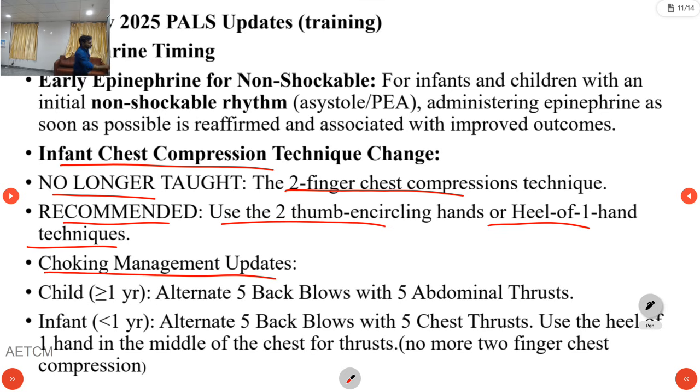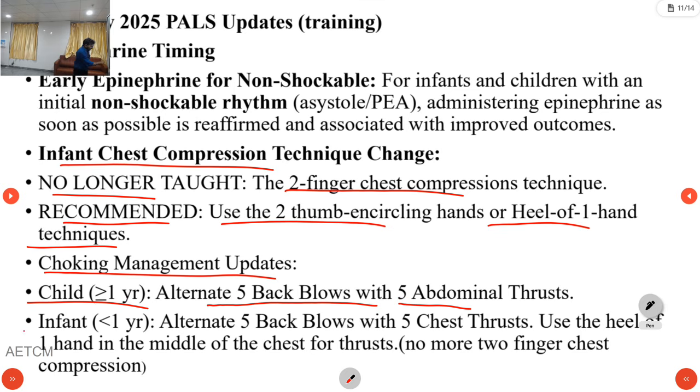The next thing is choking management. If you have a child who is greater than or equal to 1 year, we have alternate 5 back blows and 5 abdominal thrusts. This will be a bit tricky here. In the case of adults, we have discussed 5 back blows followed by 5 abdominal thrusts. If you have a child with choking and the age of the child is greater than 1 year, you can perform the same thing: 5 back blows followed by 5 abdominal thrusts. I hope it is clear.